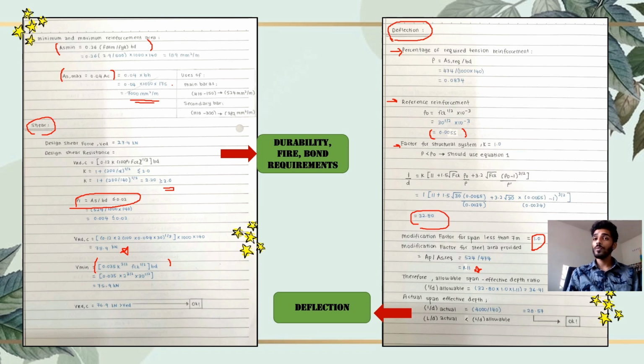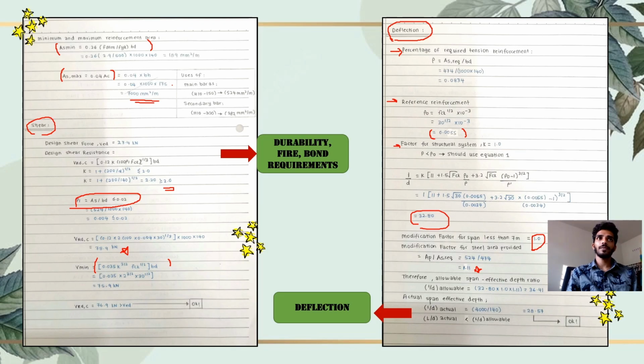The answer we got is going to be compared with the actual span effective depth, using the same kind of formula L over D for the actual, which is 4000 divided by 140. So what we are able to conclude is that L over D actual is lower than L over D allowable. So this is the part until the deflection, and now let's move on to the next calculation.